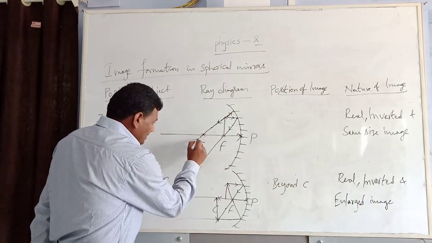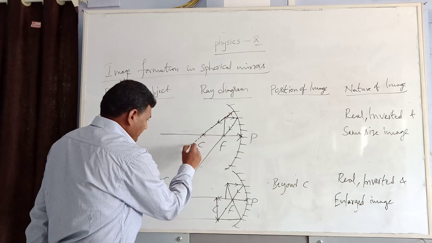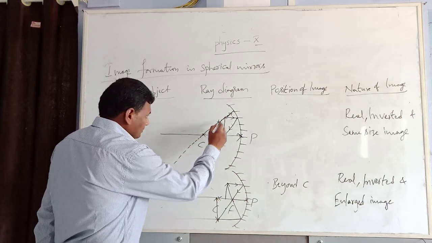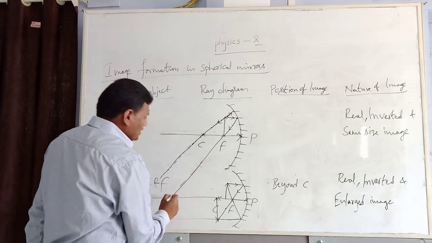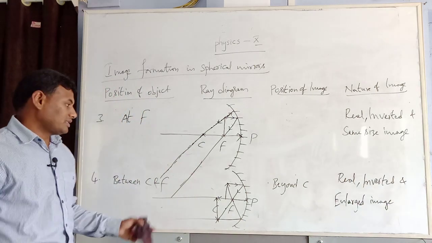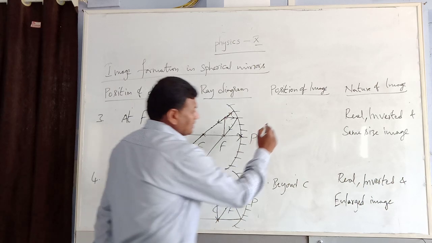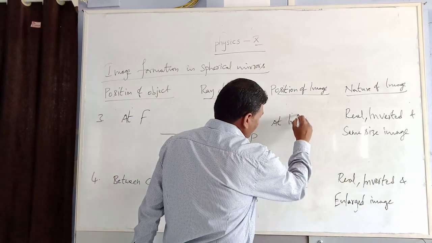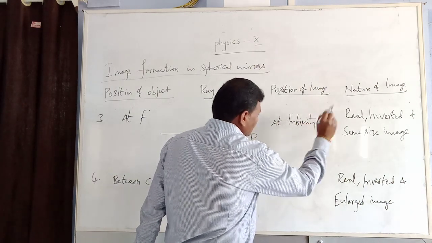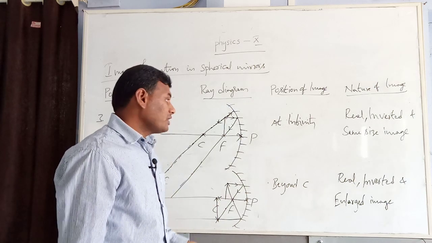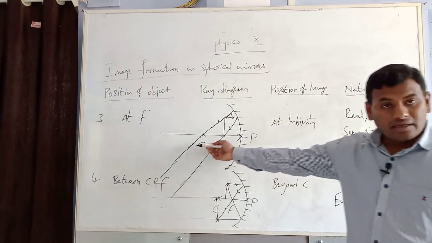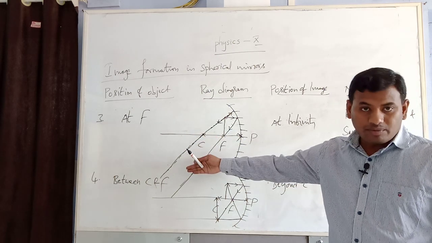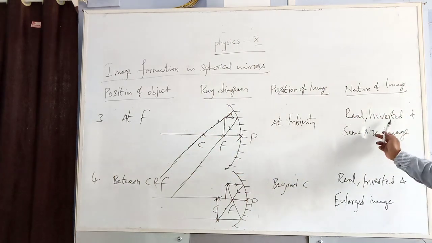So when we extend these back, this will be the reflected ray, and these two rays might intersect at infinite distance. So the position of the image is at infinite distance, and the nature of the image that is formed is real and inverted, as the image that will be formed is below the principal axis, that is, an inverted image.